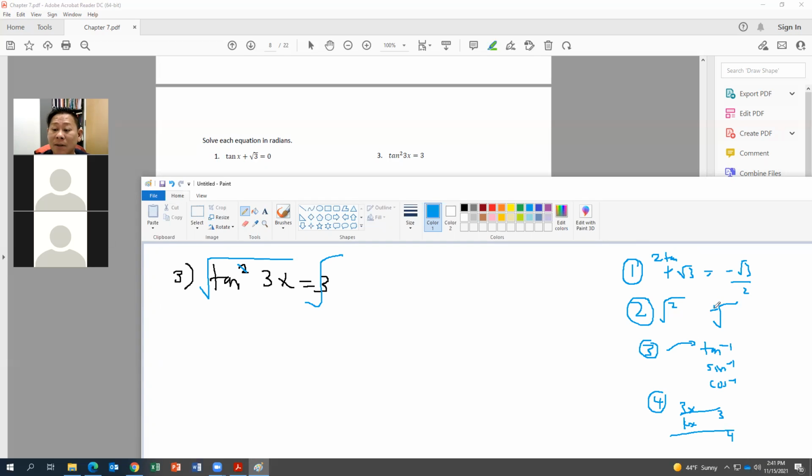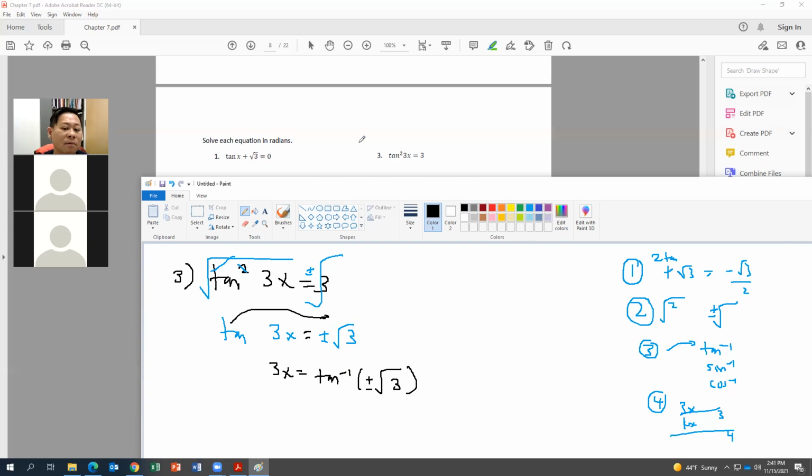Do not forget, every time you take a square root, you need a plus minus here. So the tangent 3x that you have here will be plus minus √3. And then the third step is to move your tangent over to that side. So 3x in this case will be the arctangent of plus minus √3. I think we did √3 before, right?